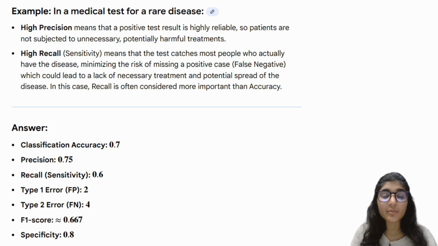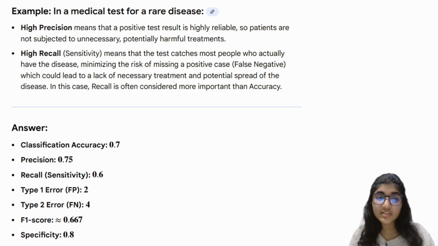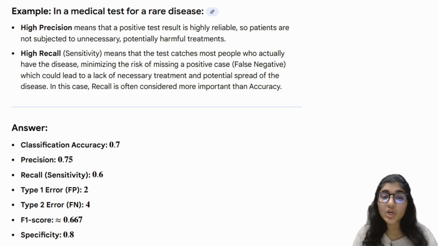Now, we will see the example. In a medical test for a rare disease, high precision means that a positive test result is highly reliable, so patients are not subjected to unnecessary, potentially harmful treatments. And high recall, that is sensitivity, means that the test catches most people who actually have the disease, minimizing the risk of missing a positive case, that is a false negative, which could lead to a lack of necessary treatment and potential spread of the disease. So, in this case, recall is often considered more important than accuracy.